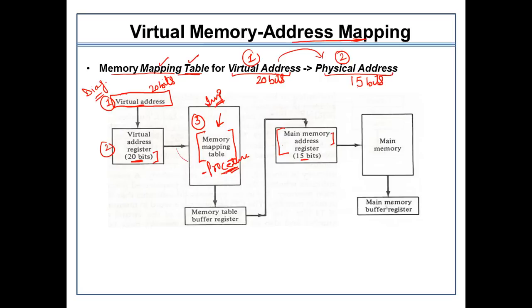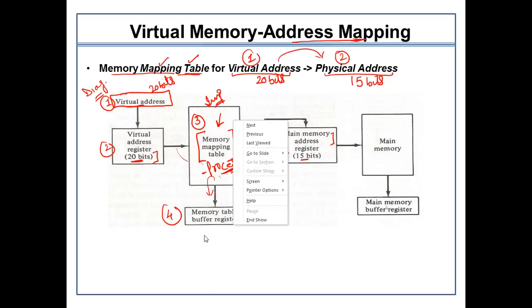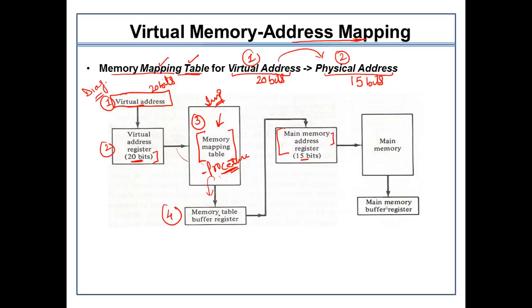Once using that procedure I have got the data back, I will simply place that data, the output of this memory mapping table, into the memory table's buffer register. This is the next step. After taking the data here, my job is actually done. The data that I have taken as a result in this memory table is now placed in the main memory's address register. Definitely this will be of 15 bits.